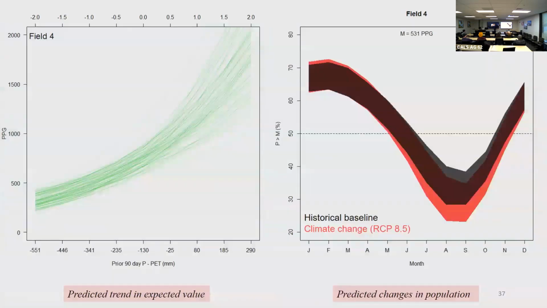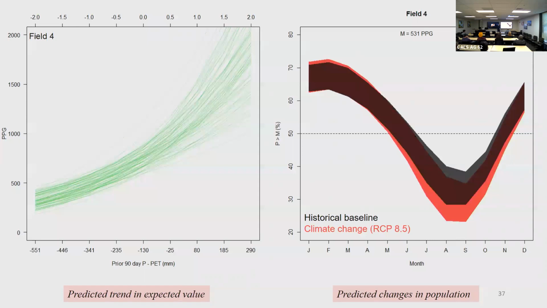And this is what ends up happening, just as a little bit more of a spoiler. This is for field 4, right? We have our prior 90-day difference. I'm going to call it an atmospheric water balance. And you can see that we have an expected value that we're plotting. And just like before, you can plot from the distribution and you can see that it gets a little bit more constrained. But here, you're predicting that the expected value would be a lot higher in times when you have more of a surplus and a lot lower at times when you have a deficit.